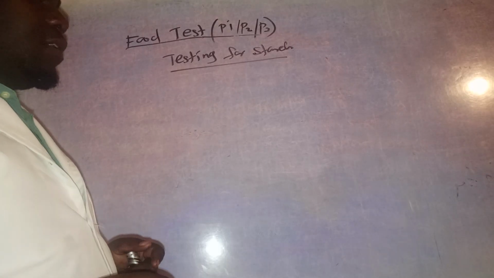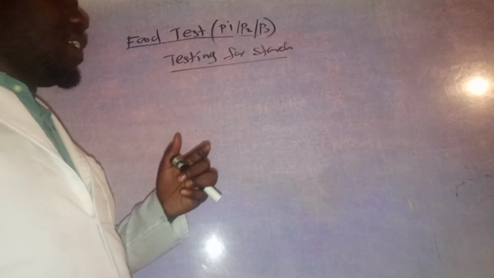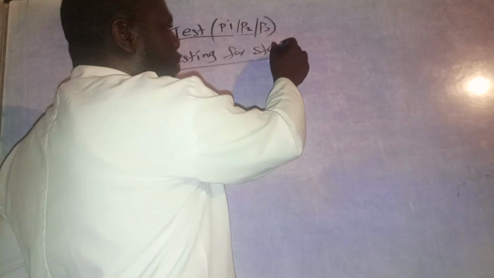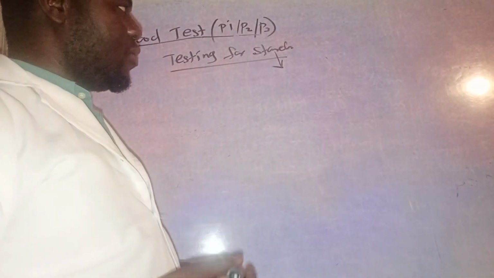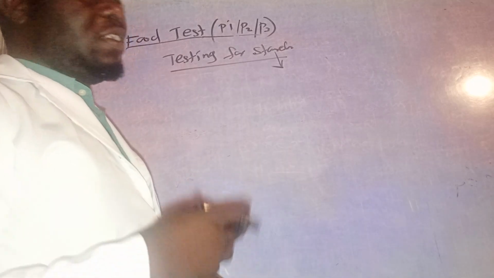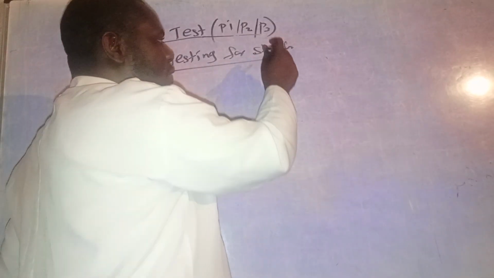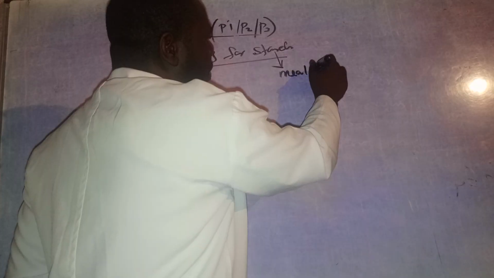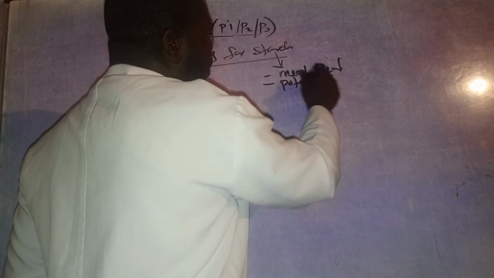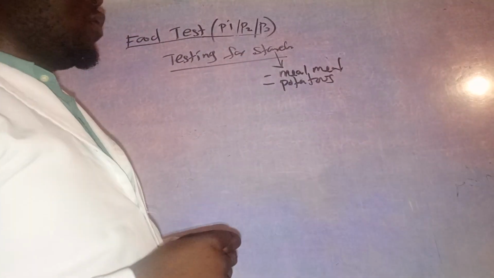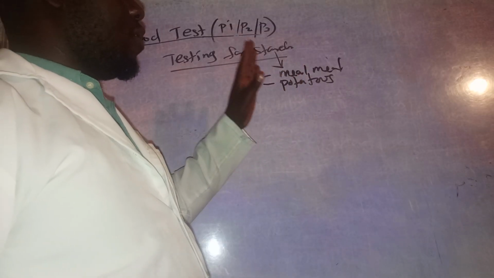So before we go to the procedures, first we need to know and understand the type of food that contains starch. Starch mostly comes from plants. Examples are maize, which is meal, rice, potatoes, etc. So examples of starch we have meal, which is shima, potatoes, sweet potatoes, etc. These usually come from plants.